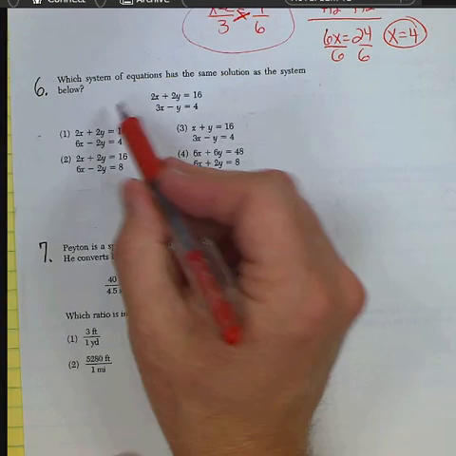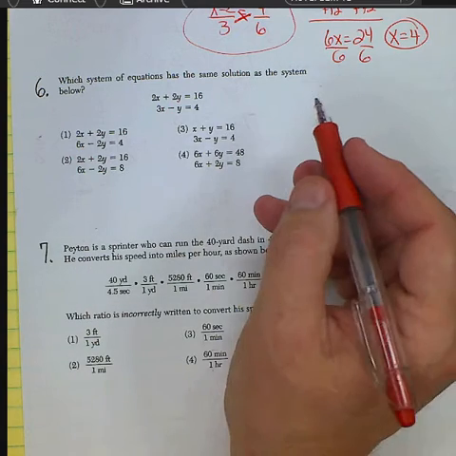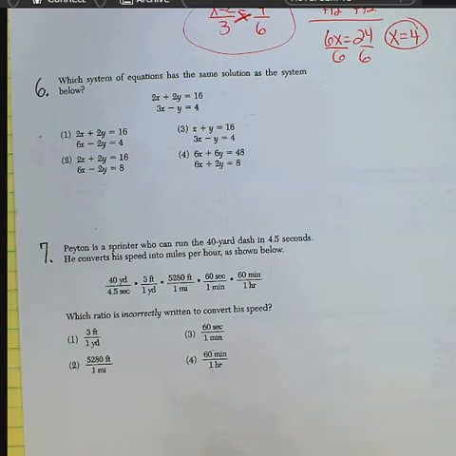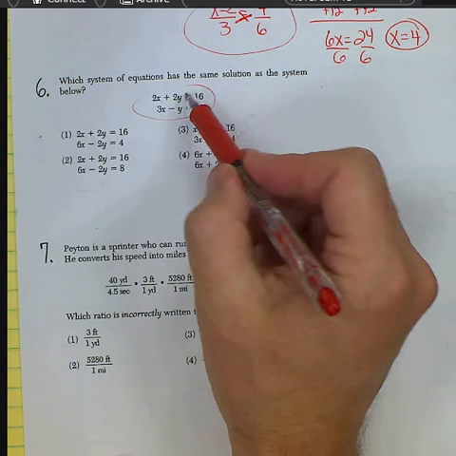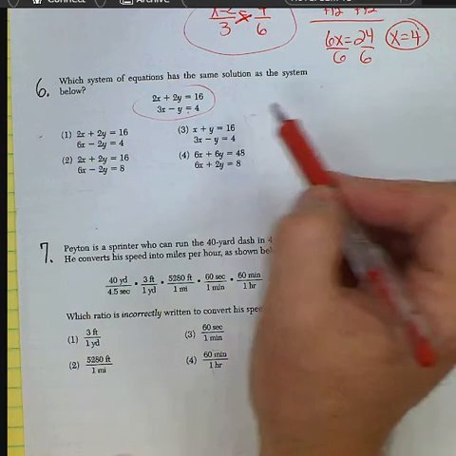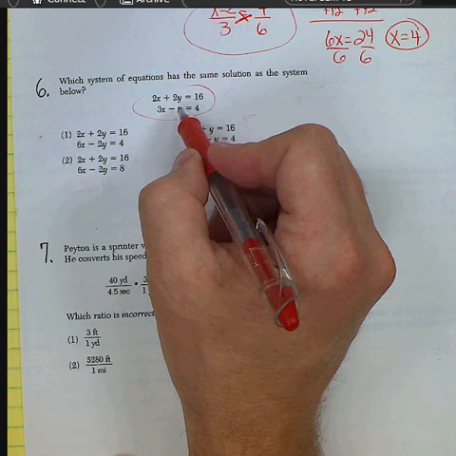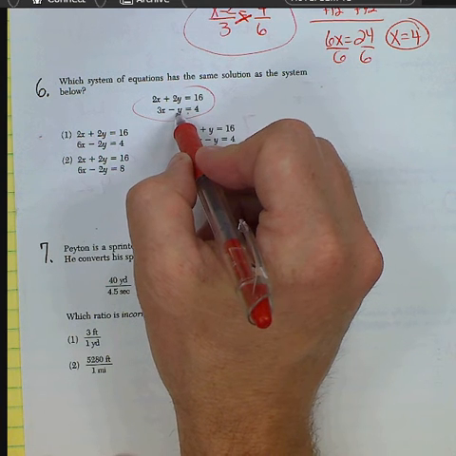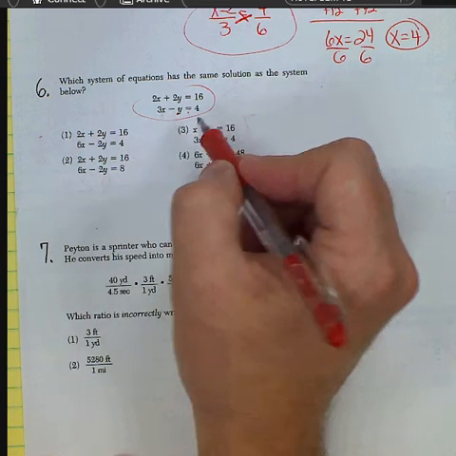Question number 6 says, which system of equations has the same solution as the system below? All right. The best thing you can do with this is start to set it up as if you're going to solve for this. You have two systems of equations. You have x's lined up right on top of each other with the constants. So you want to try to set up the elimination method. Well, the elimination method says if I had a 2 in front of this y and I add up the two equations, since they have different signs, I would eliminate the y's.